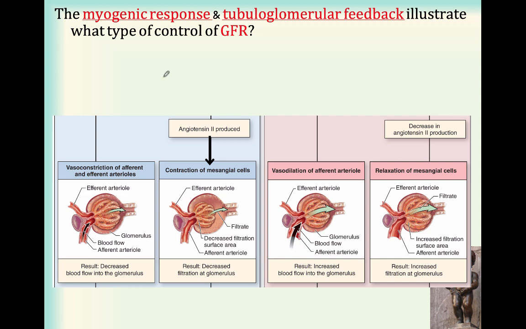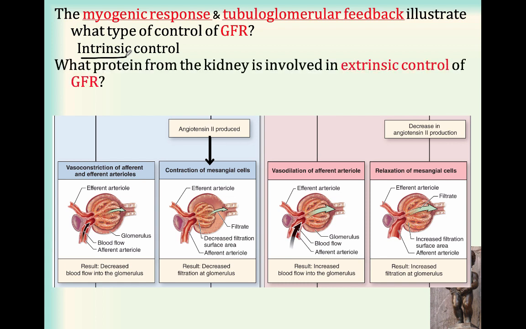The myogenic response, the tubuloglomerular feedback are happening right here within the kidney itself. And I just gave you a big hint. And so for that reason, this is referred to as intrinsic. It's inherent to the kidney. That's what's going on here. Okay? However, we also have extrinsic control of the kidney and of glomerular filtration rate. And what protein from the kidney is going to do that? Well, you should be able to kind of figure that out.